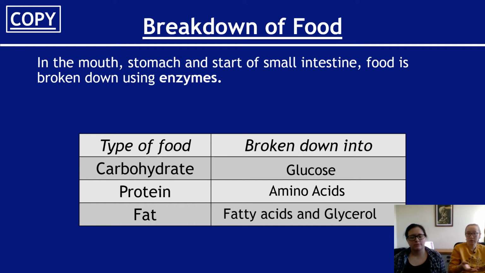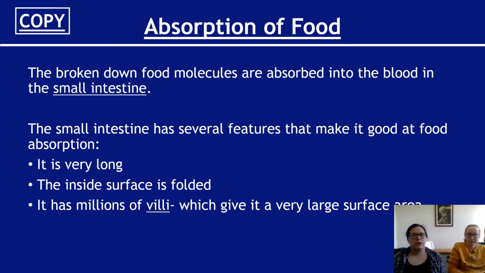Protein, you should know this from the whole idea of protein synthesis. It's made up of amino acids, so unsurprisingly, it's broken down into amino acids. And fats, this is probably the only one we've not touched about, which is broken down into fatty acids and glycerol. So you need to know the fatty acids and glycerol bit for fat. Okay, the broken down food molecules will get absorbed into the blood in the small intestine.